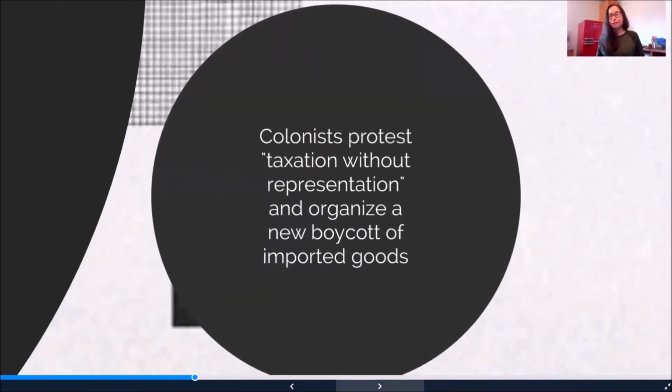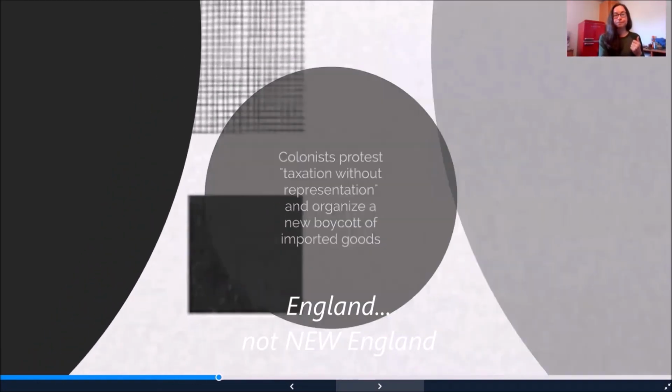Anyway, the colonists protested taxation without representation. They organized a boycott of imported goods. So if everything coming out of the state of Georgia is being taxed like crazy, you're probably not going to buy things from Georgia. And that's what the colonists did. They said, we're not buying anything from New England.